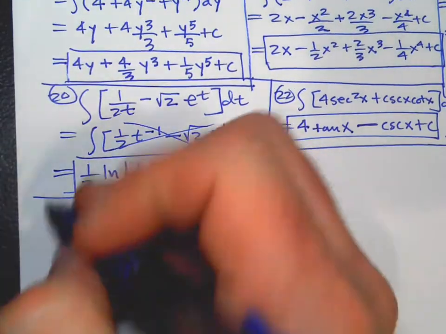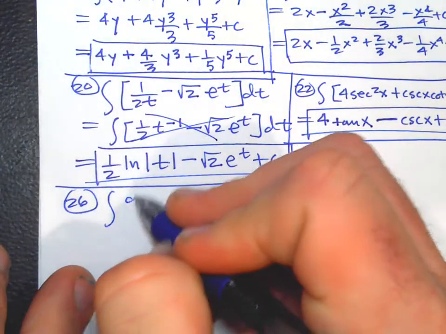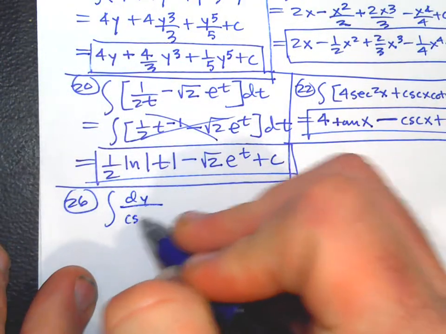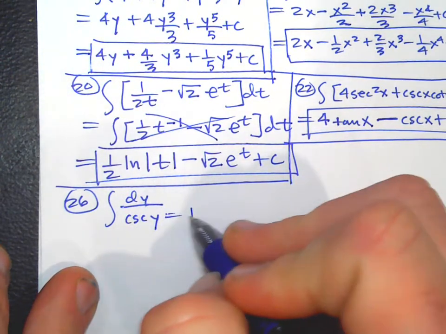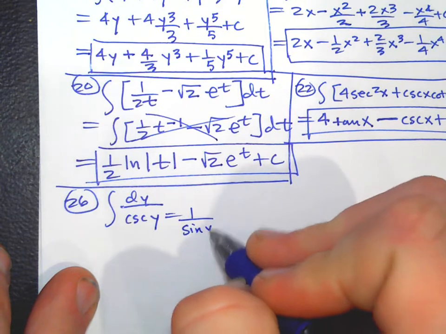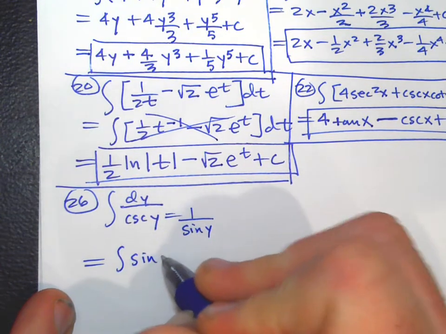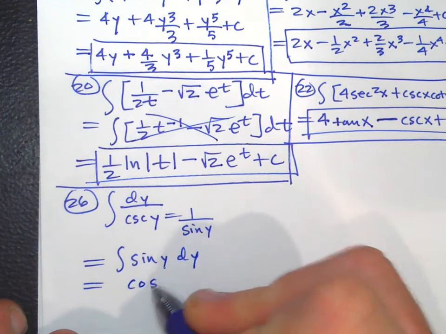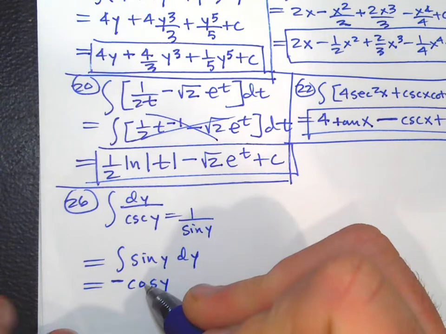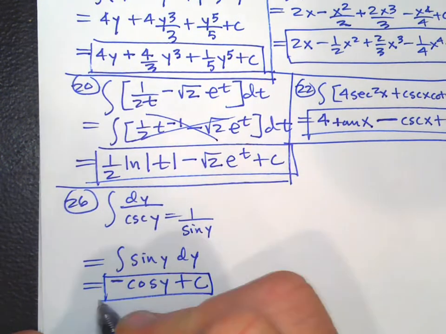Okay, 26 is the integral of dy over cosecant y. Well, isn't cosecant the same as 1 over sine? And we're dividing by it, so wouldn't we multiply by the reciprocal? And isn't this just sine y dy? It is. The antiderivative of sine is cosine with a negative, because the derivative of cosine gives you negative sine, which we don't want, plus c.